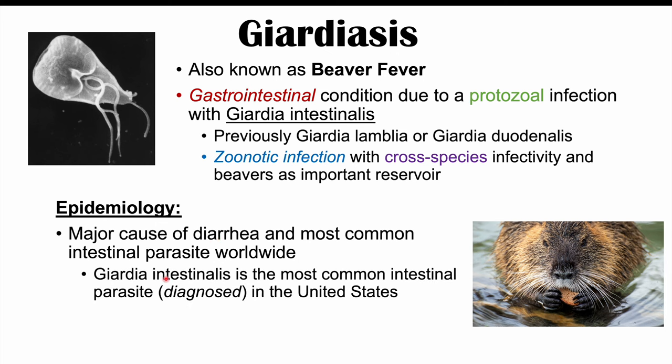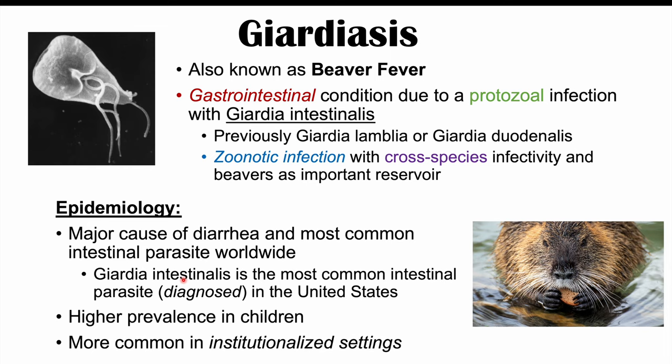And Giardia intestinalis is actually the most common intestinal parasite, at least that is identified and diagnosed in the United States. This condition is more likely to occur in children, so there's a higher prevalence of Giardiasis in children. And it's more common in institutionalized settings, meaning that it's more common in daycares where if there's one child that's infected, they can spread it to other children, or in prisons or hospitalized settings.